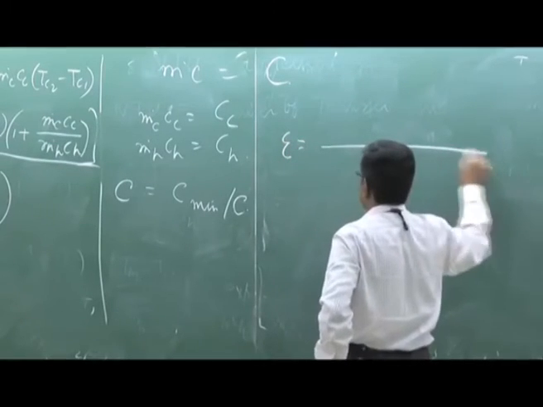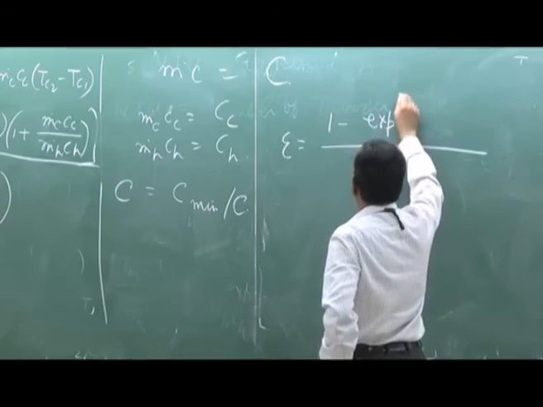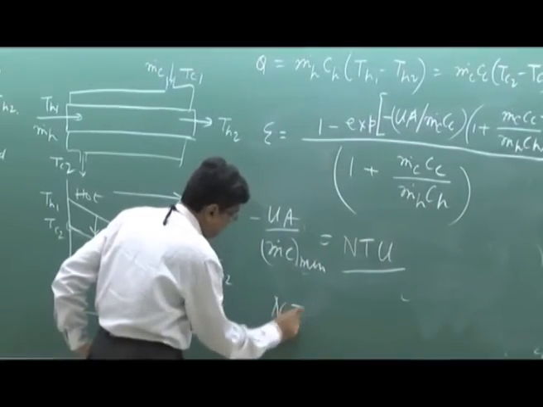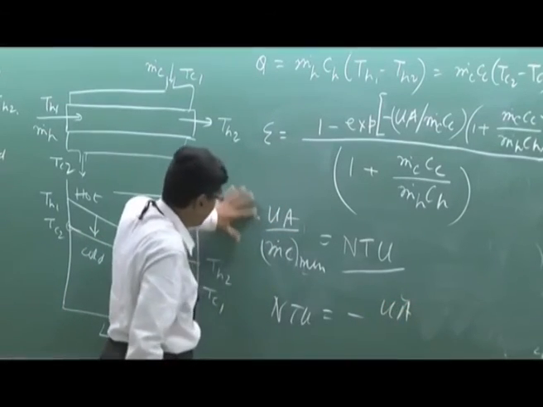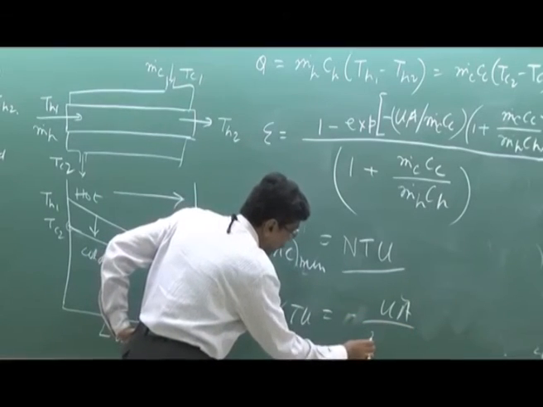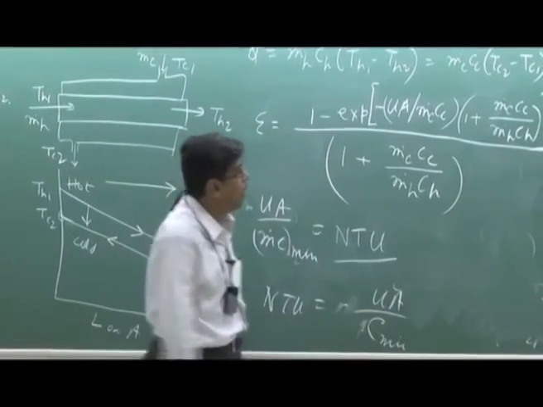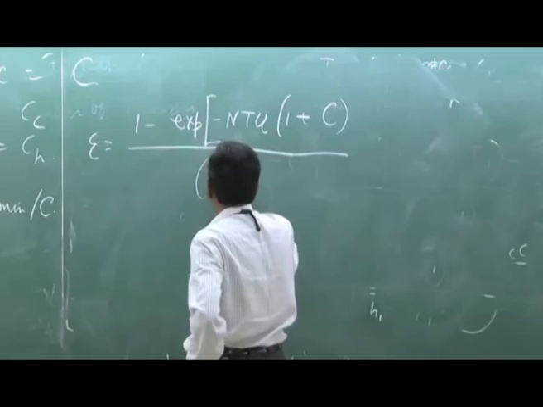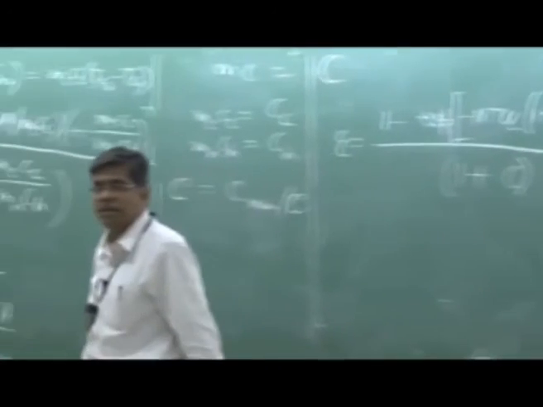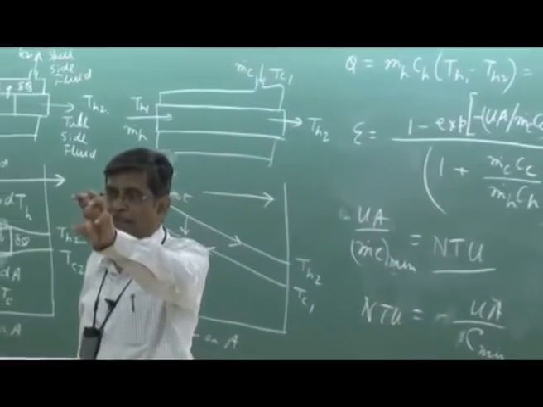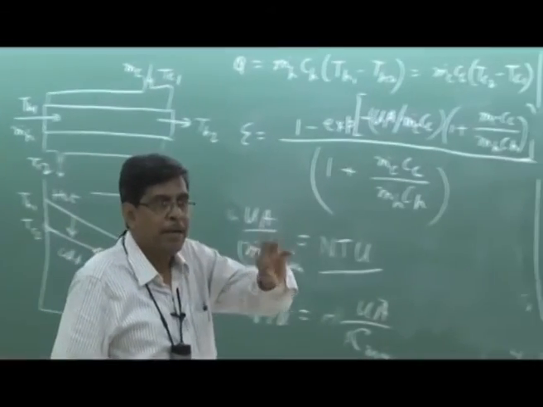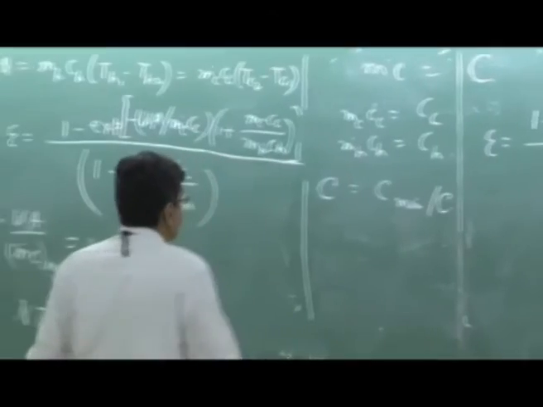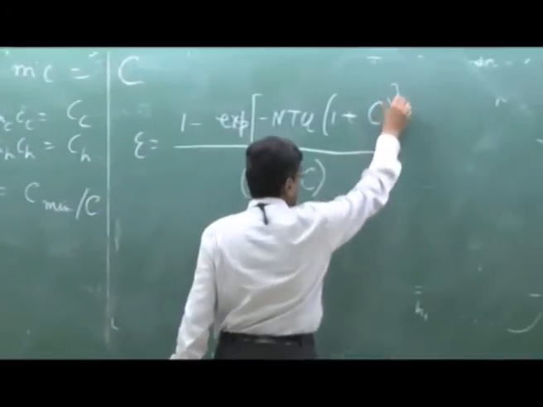It looks simple, the expression remains the same: epsilon is 1 minus exponential of minus NTU, where NTU is a scalar, dimensionless quantity, UA by m dot C minimum, that means C minimum with this nomenclature, times 1 plus capital C. This is the expression, where capital C is the ratio of the total capacity, that means m dot times specific heat. What is the ratio? Minimum to the other one, that means C min by C max. So this is the expression, and it is for parallel flow.